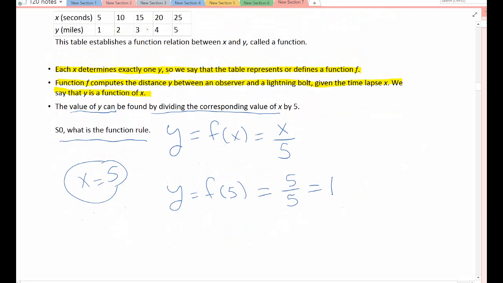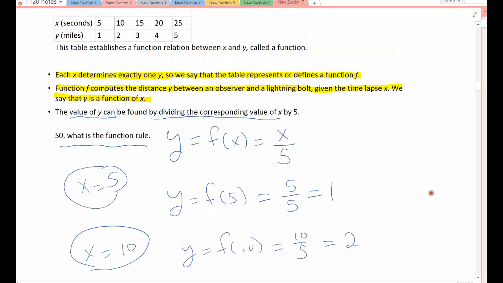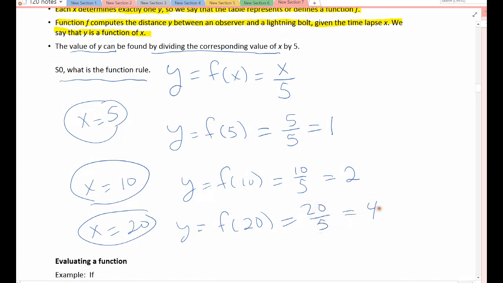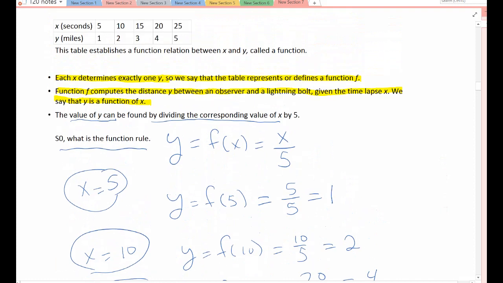I'm going to check a couple more. I'll do 10 and 20. So I'm going to check the x value 10. So f of 10, plug it into my equation. 10 divided by 5 comes out 2. Alright, and that checks. The 10 seconds is paired with the 2 miles, and then we'll check 20. So f of 20 is 20 divided by 5, which is 4. When x is 20, we should have had a distance of 4 miles, and it does. 25 and 15 work too. You can check those out, but it works. That's the function, and that's the relationship in the function equation.